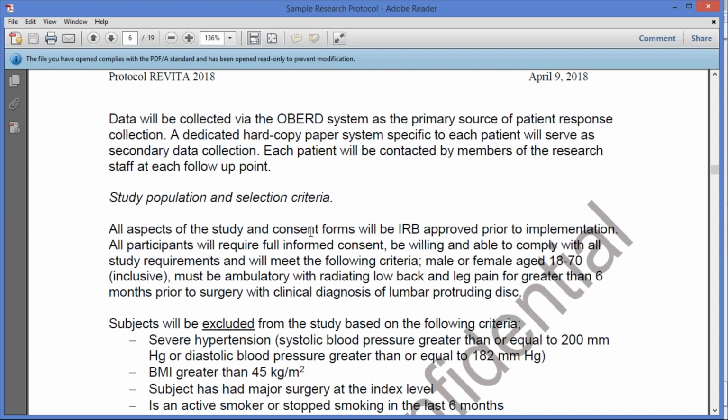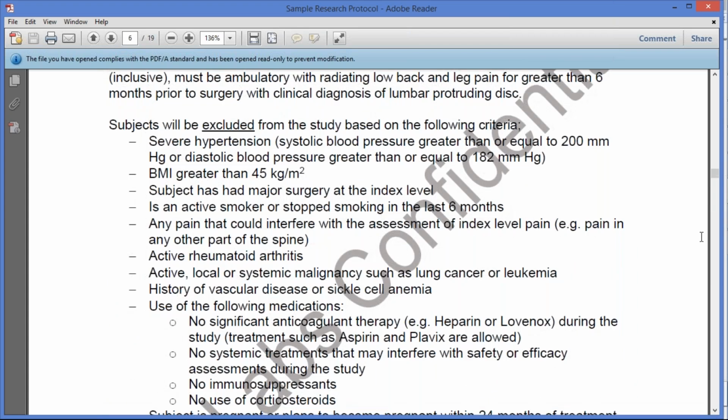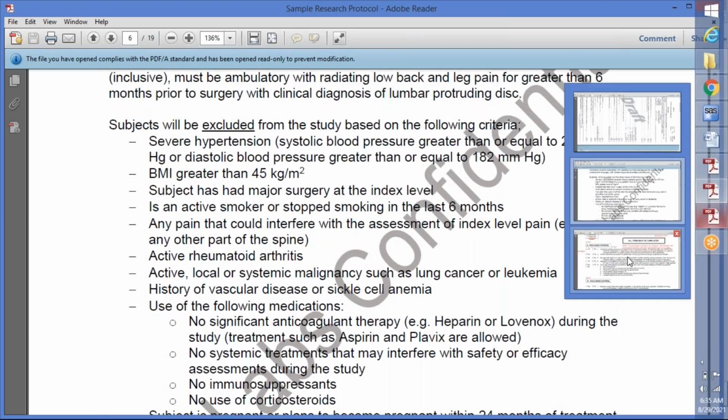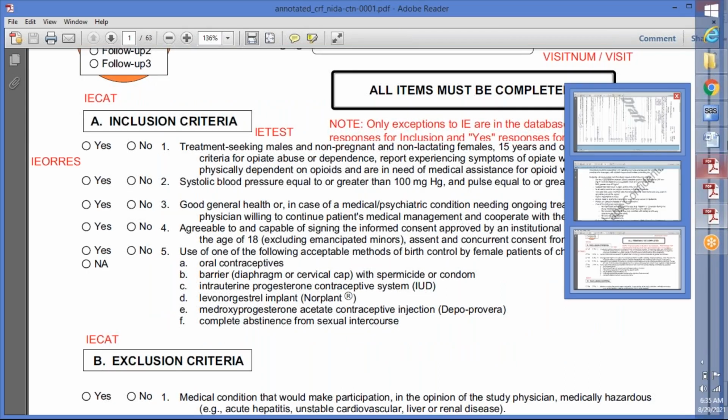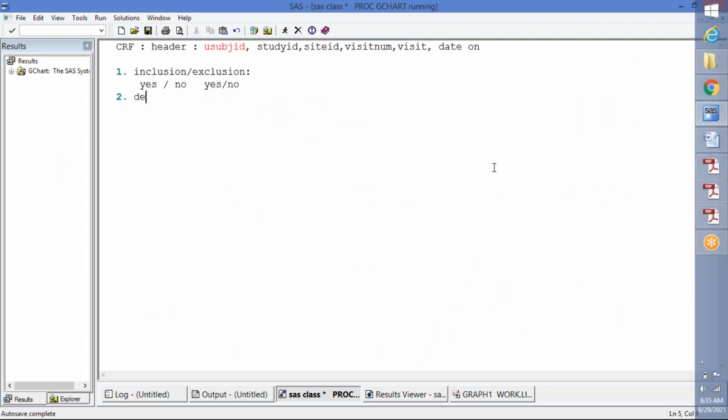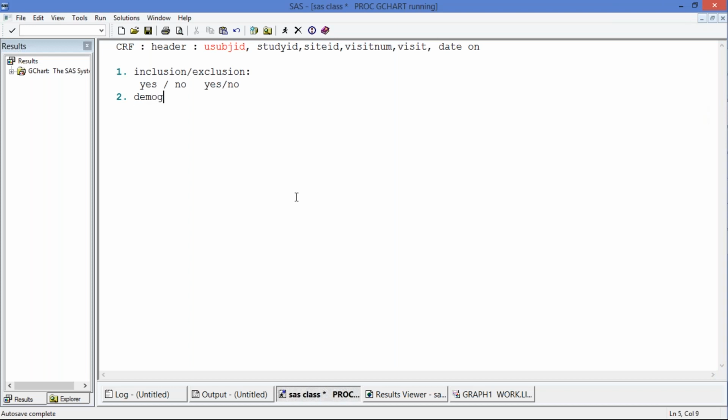This study is to treat back pain. That's the reason you can see patients who are suffering from low back pain, leg pain will be recruited here. Age criteria given, low back pain, leg pain for greater than 6 months. Exclusion, we have a lot of points. So in fact, all inclusion should be selected yes, all exclusions should be selected no. According to that, we'll recruit the subjects.